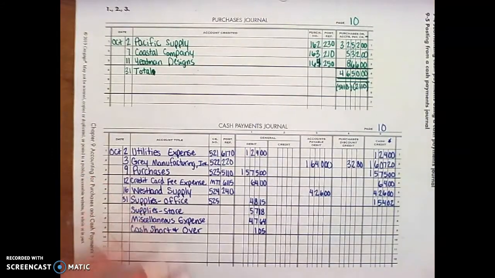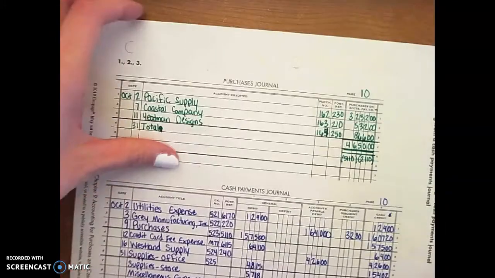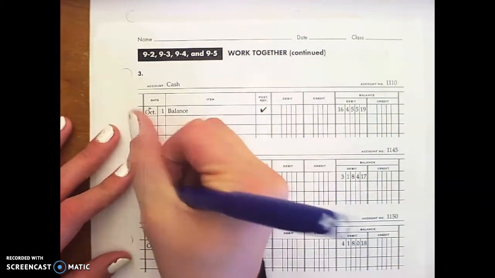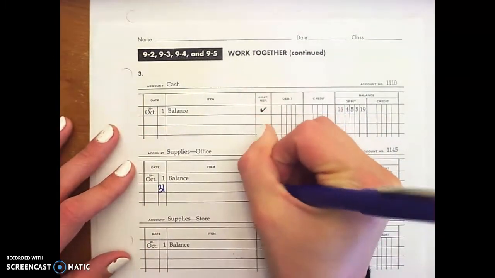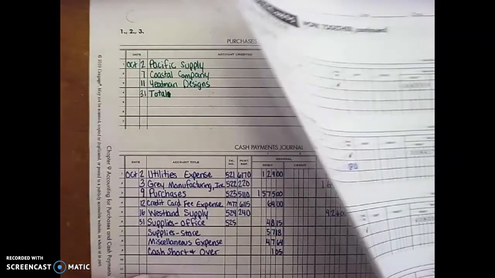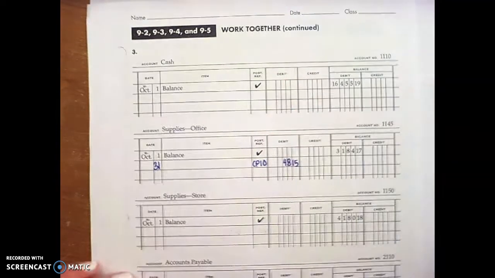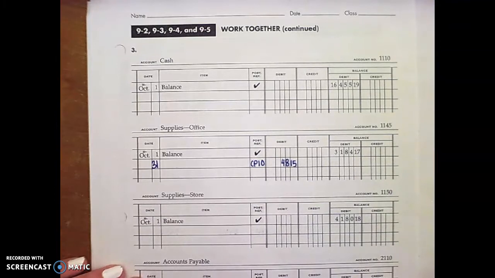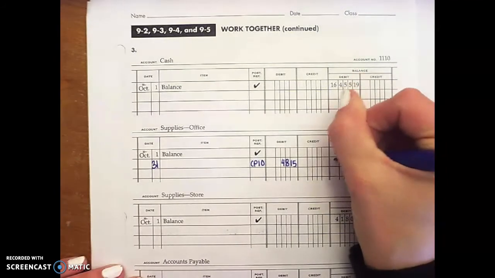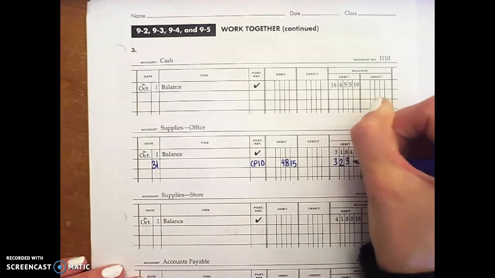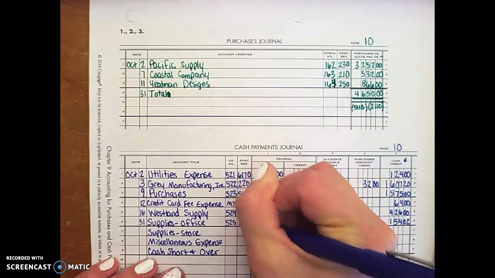So we have some more posting here for supplies office, supplies store, all of that from replenishing our petty cash account on the 31st. So we'll do supplies office first. This was the 31st. This was from cash payments journal, page 10. And we had a debit of $48.15. So we will add that to our debit balance because they are both debits. And that is $3,232.32. 1145 is our post reference.